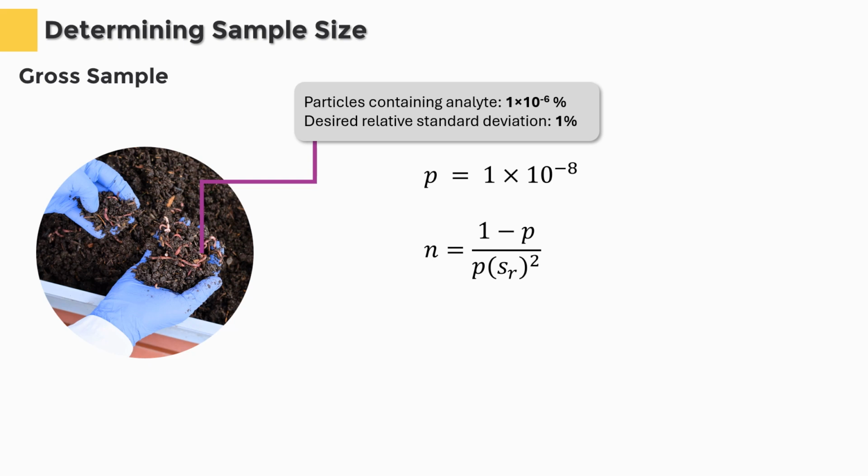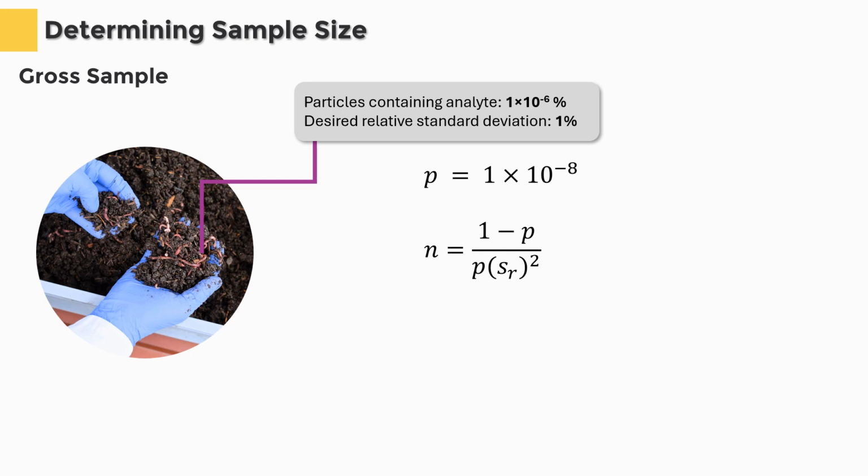Let us apply this to a given situation. An analysis of soil where the particles containing the analyte represent only 1 times 10 raised to negative 6% of the population, a very small number, and we must compute how many particles we must collect if the desired relative standard deviation is 1%. Since the particles of interest account for only 1 times 10 raised to negative 6% of all particles, P will be equal to 1 times 10 raised to negative 8.